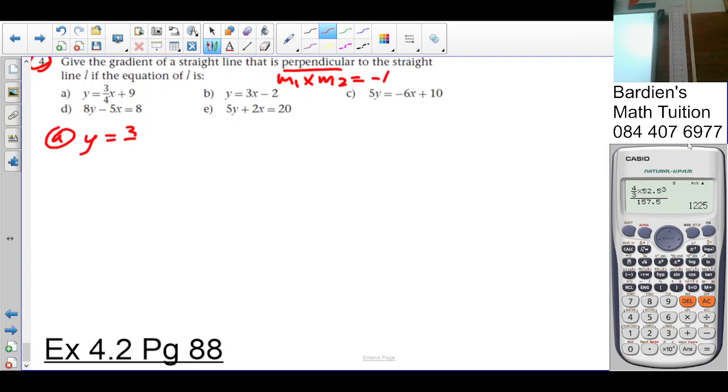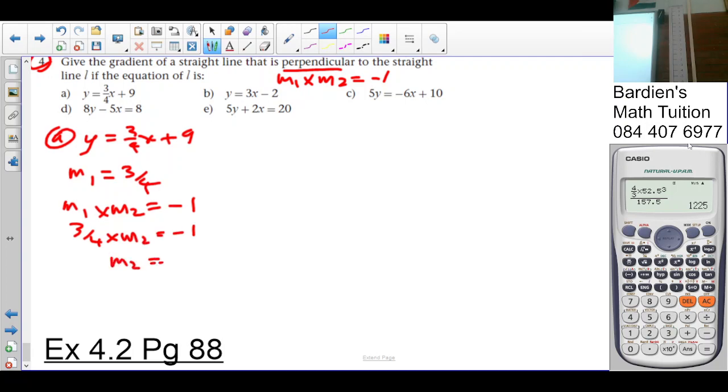So y is equal to 3 over 4x plus 9. What's the gradient of the first line? 3 over 4. So the gradient 1 times gradient 2 is equal to minus 1. So it's 3 over 4 times m2 is equal to minus 1. So the second gradient is negative 4 over 3. I know some of you could have seen it from here and gone straight there. No problem. Okay, let's look at C.